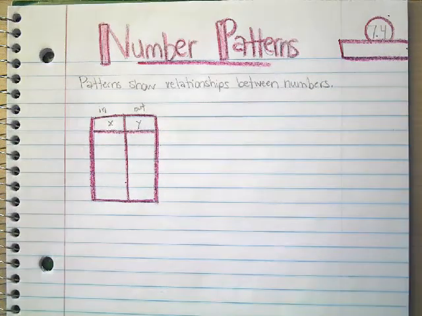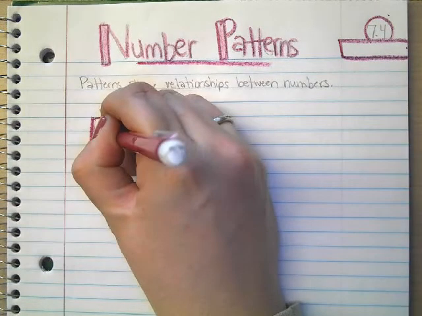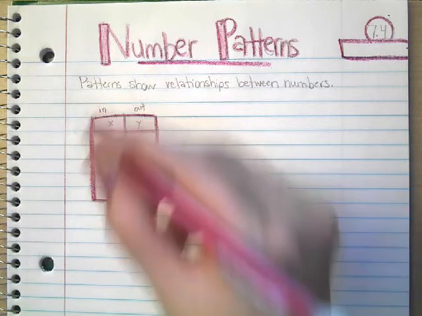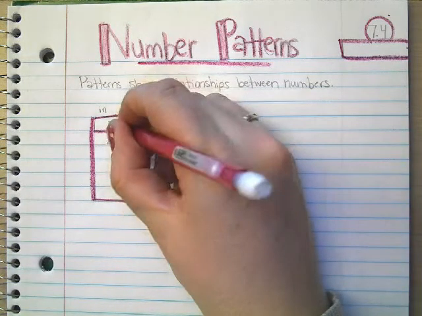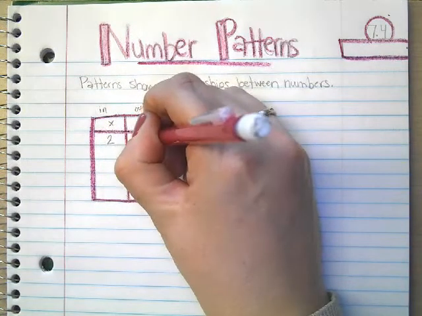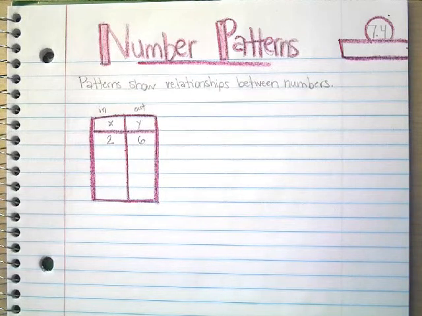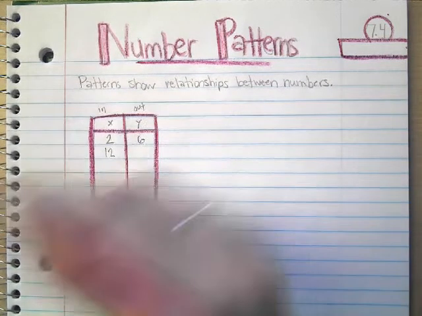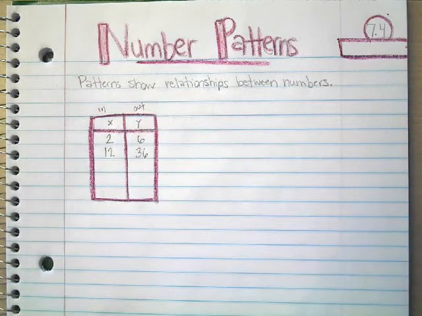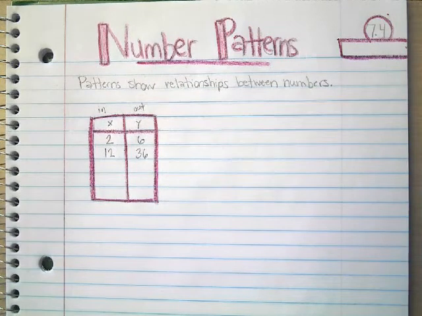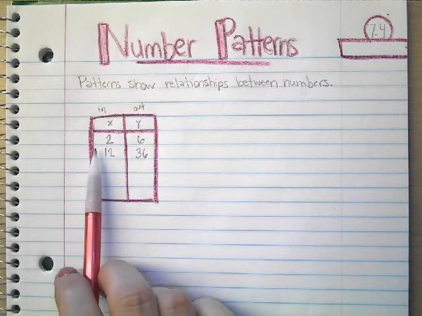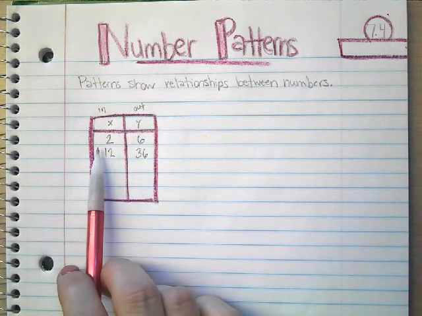So we call this an in and out function table. Let's go ahead and try something. If I put a 2 in the x spot, and I tell you that if x is 2, then y is 6. And if 12 is x, then y would be 36. With these two sets of numbers, I want you to take a look at it and decide if you can find a relationship. Basically, it's like the robot voice.